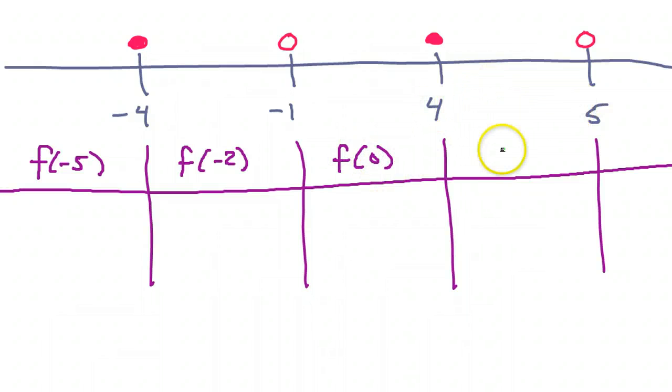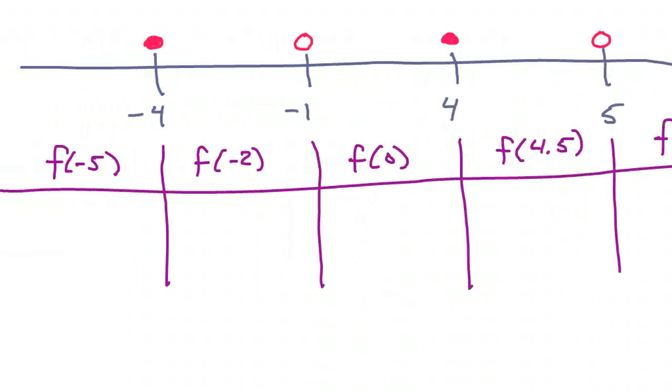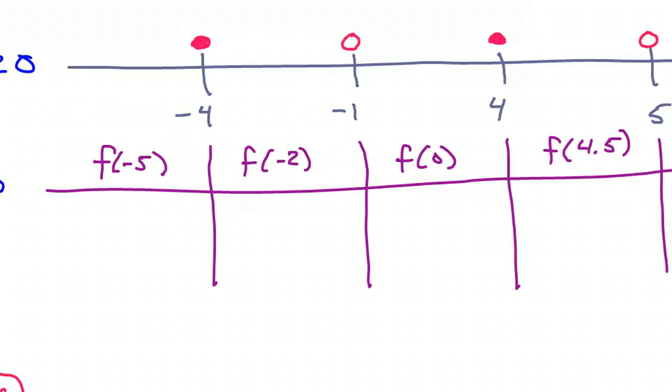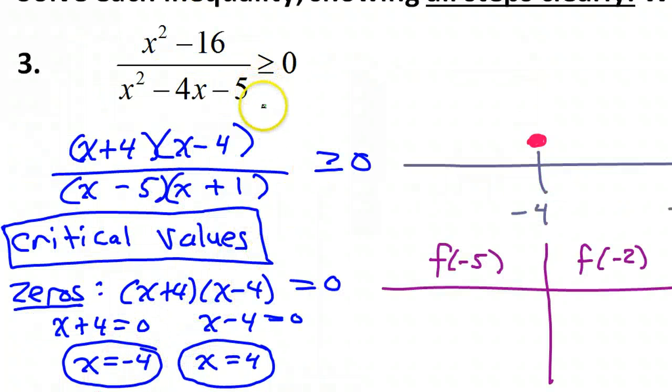Something between 4 and 5, okay, I guess I'll go with 4.5. And something bigger than 5, so I'll go with 6. So I need to check each one of these values and see what's going on. Now, when I'm checking these values, I'm just going to use the original function. I'm going to use this to do my testing.